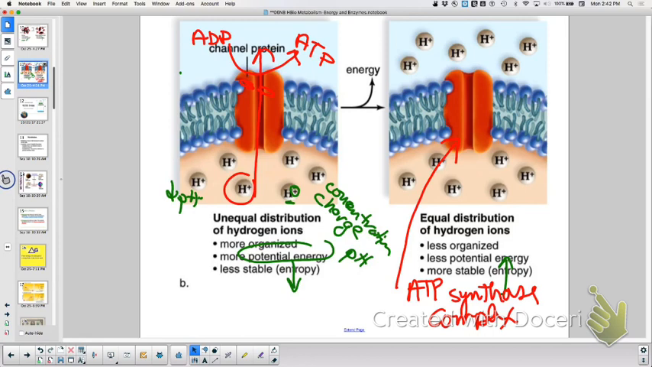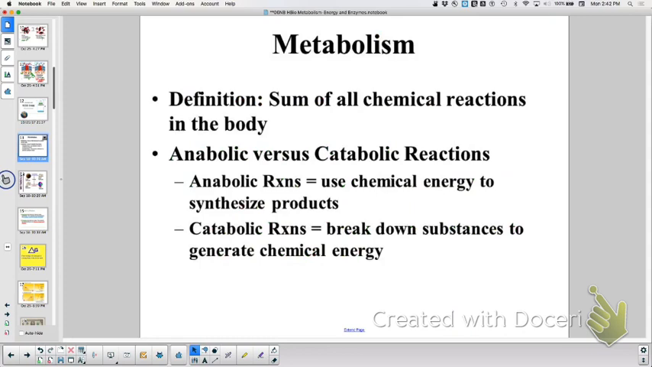So we're going to use this to turn a turbine to make ATP. That's nice. Okay. All right, and we're going to do that in mitochondria, and we're going to do it in chloroplasts as well. I'm just kind of pre-teaching that, so it makes it easier to learn it when we get to those two chapters.